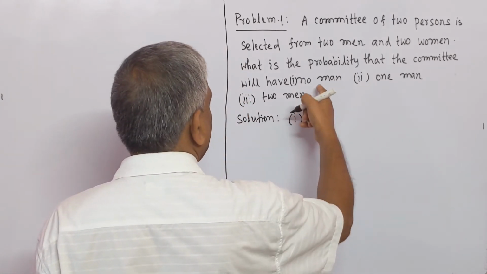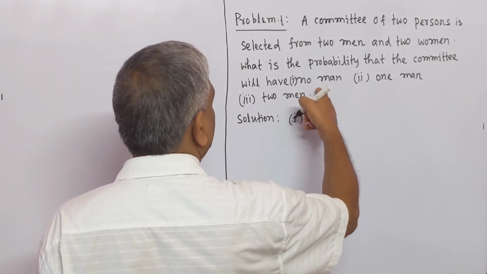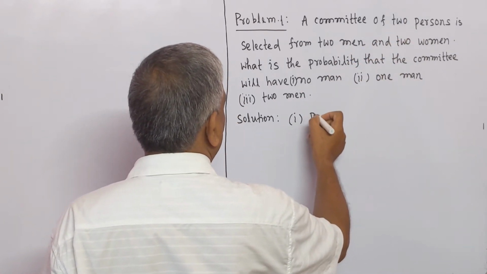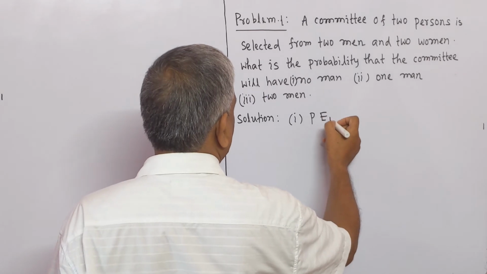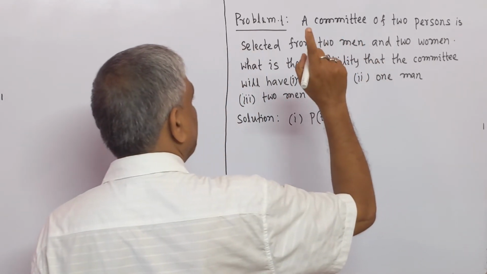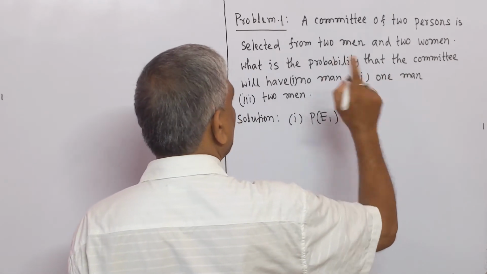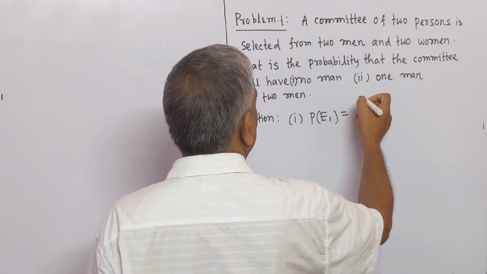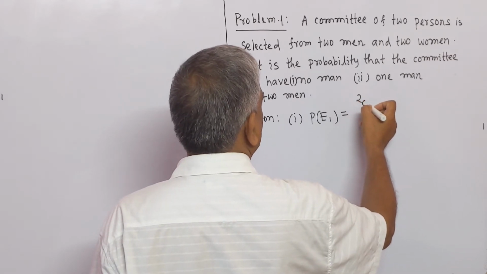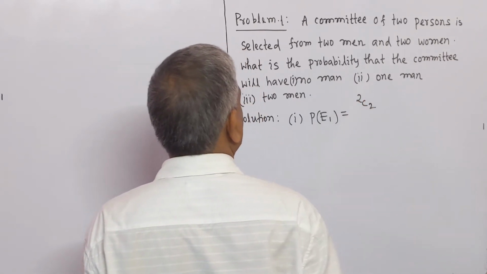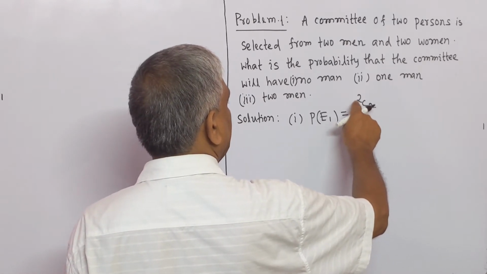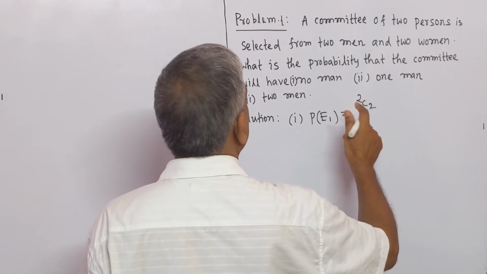Event is to select no man. We have to select 2 persons. So probability of this event E1 is no man, means 2 women, to select 2 women. Number of women is 2, and we have to select 2 women. So number of elements in the event is 2C2.